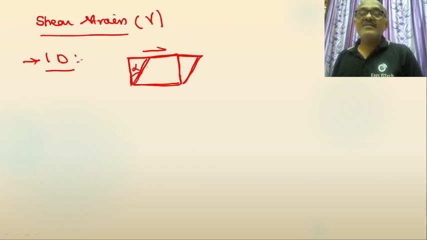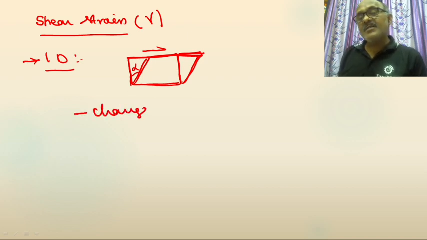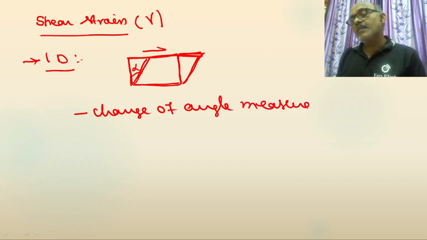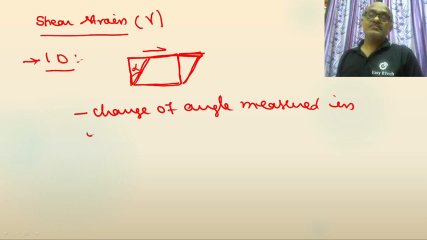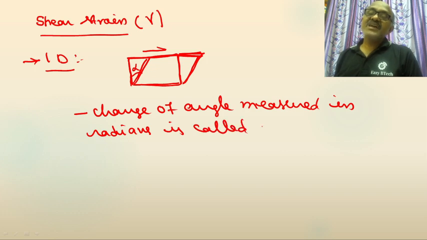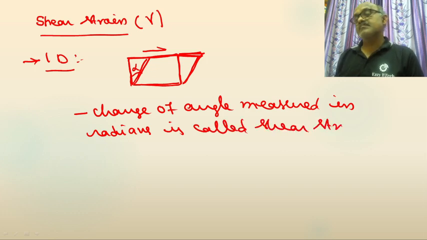Now this angle is alpha. This angle alpha is called the shear strain. So that is the change of angle measured in radians, called shear strain. It is when force is applied in only one direction. This becomes distorted like this. So this change of angle between these two, that is nothing but shear strain.